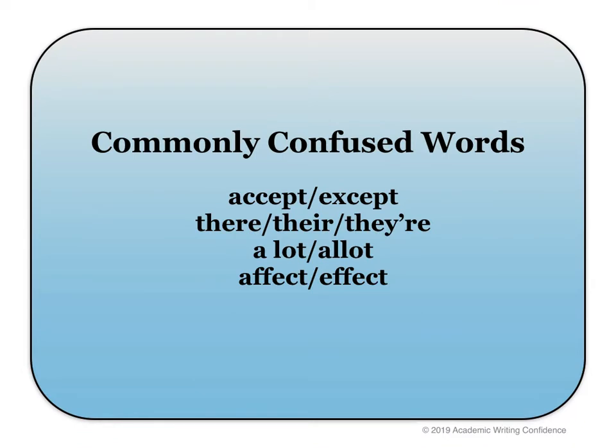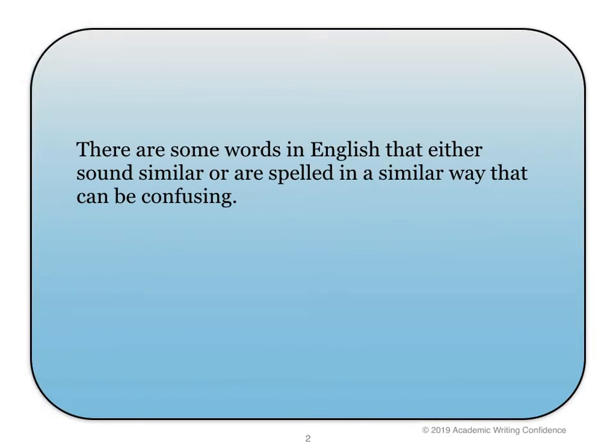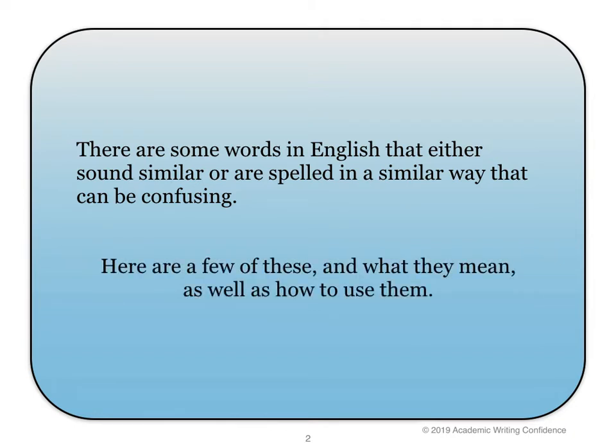In this video, we'll look at some words that are commonly confused in English. Accept and except. There, their, and they're. A lot and allot. Affect and effect. There are some words in English that either sound similar or are spelled in a similar way that can be confusing. Here are a few of these and what they mean, as well as how to use them.